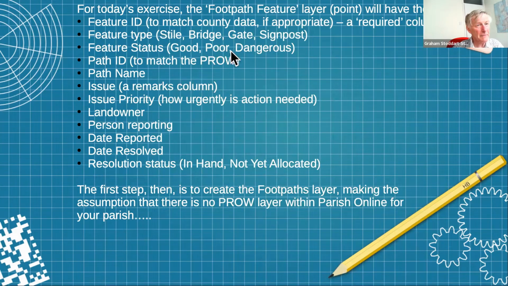The footpath feature layer will have a few more points, but very similar. And this is not a list of points to be written in stone. You can choose whatever you like to store in your own data layer. And I've just chosen these as being generally of interest to everybody, but you may well find there's a lot more that you want to have, particularly if we're talking about inspections and the lengthsman and that sort of thing. You may want to add points to that. So we're going to start off by creating the footpaths layer, and we're going to assume that there isn't any public right-of-way layer for us to take as a starting point.